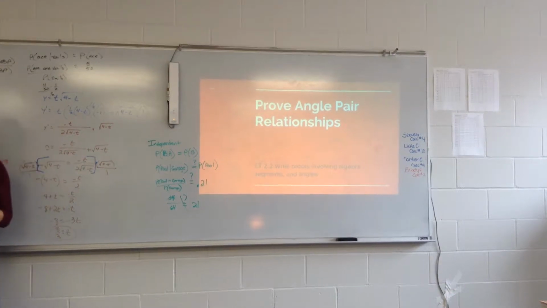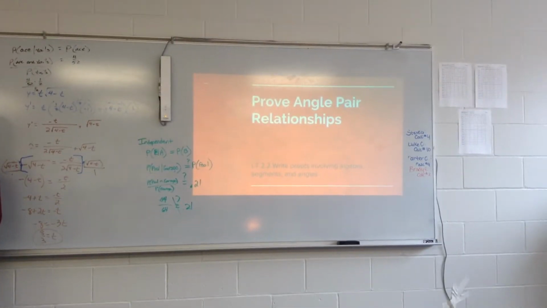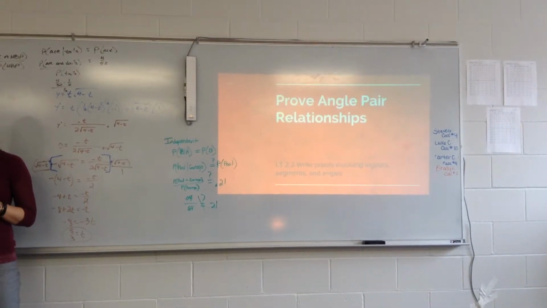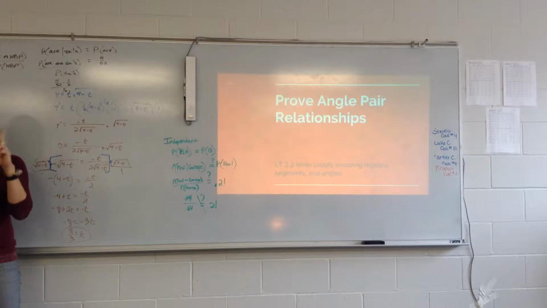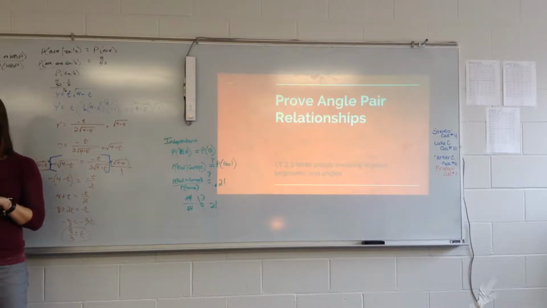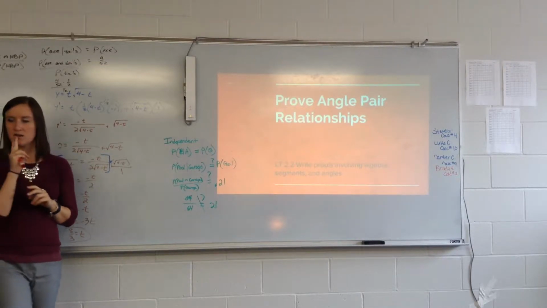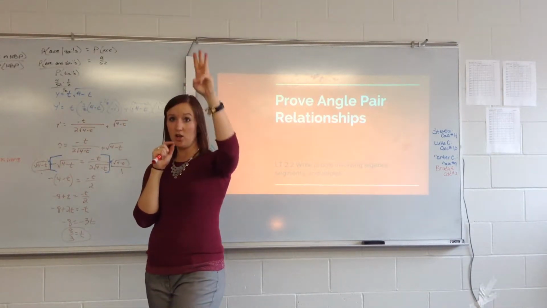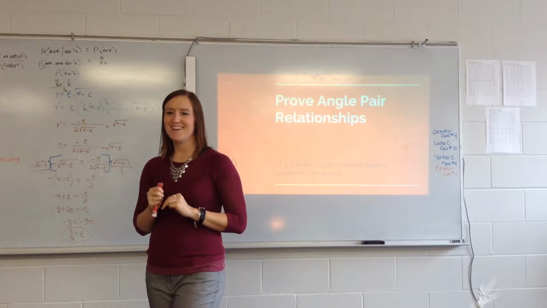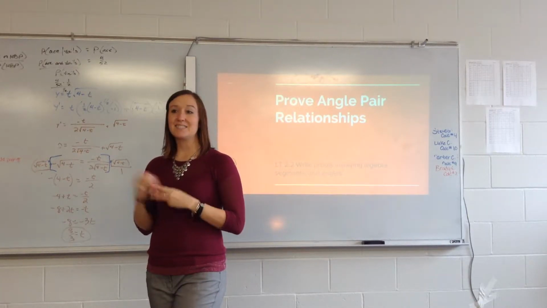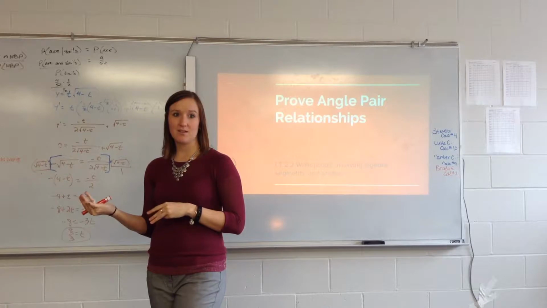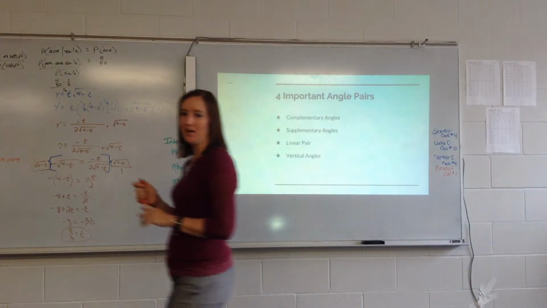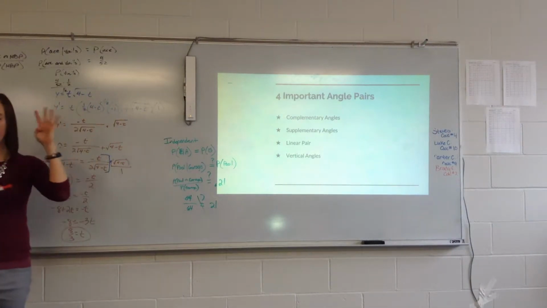Anybody remember any of them? Angle pairs, so we have to have at least two angles. So we have complementary, good. Supplementary. What else? Just two more. Okay, pairs of angles. Vertical. Gosh. One more. Similar to supplementary angles. Oh, linear. Linear pair, good. Good. So, we just need to know what all four of those angles are.